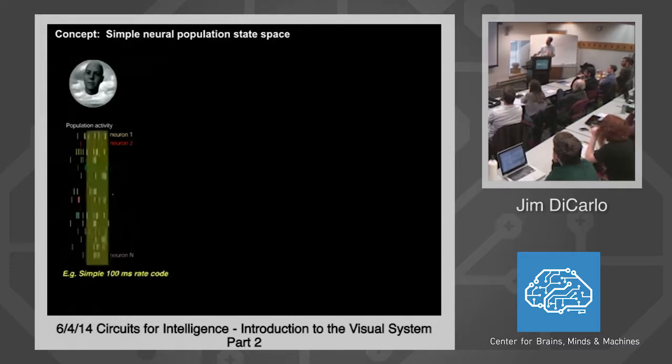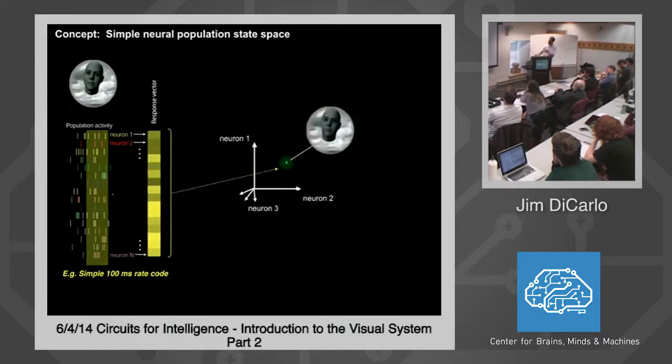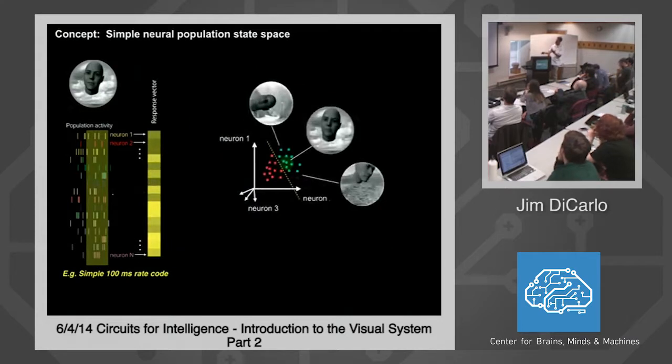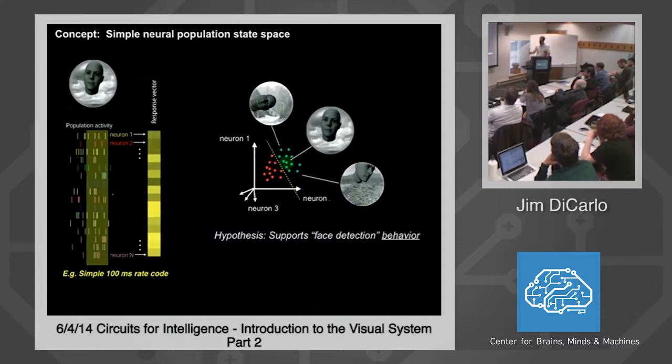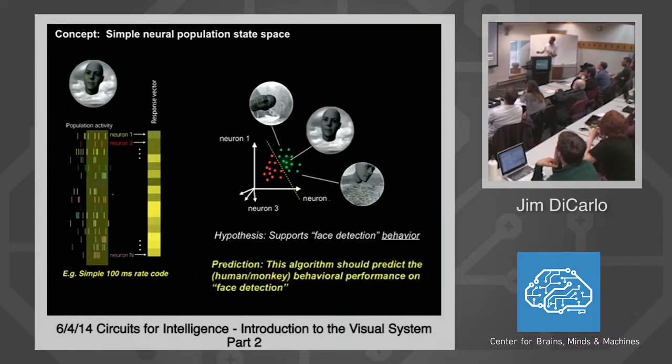So we play the same game. You present an image. We measure a bunch of neural activity. We can count spikes in a window. We simulated data here just to show you. To measure the response of the neurons, with n neurons you get a point in n-dimensional space for that image. Now we have these complex images, it's the same game, we've got a lot of images, and you want to separate these green-labeled face images from non-faces. Again, this is a hypothesis now, not just that there is information about faces, but that this kind of mechanism supports face detection behavior. The prediction is that the algorithm, as implemented on this neural basis, should predict the human and monkey behavioral performance on face detection tasks, and it should predict this for all tasks that we measure.